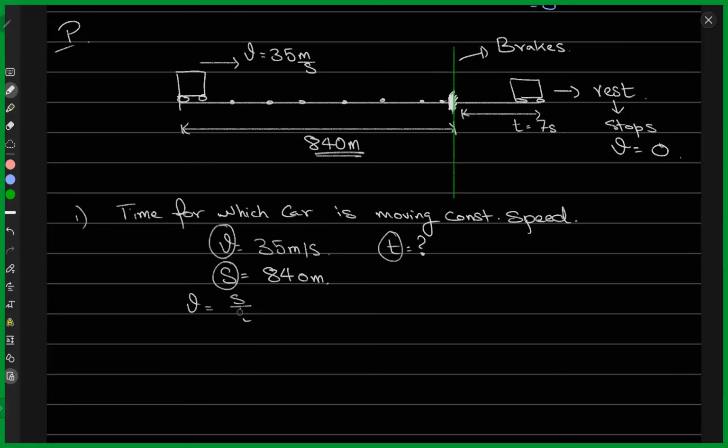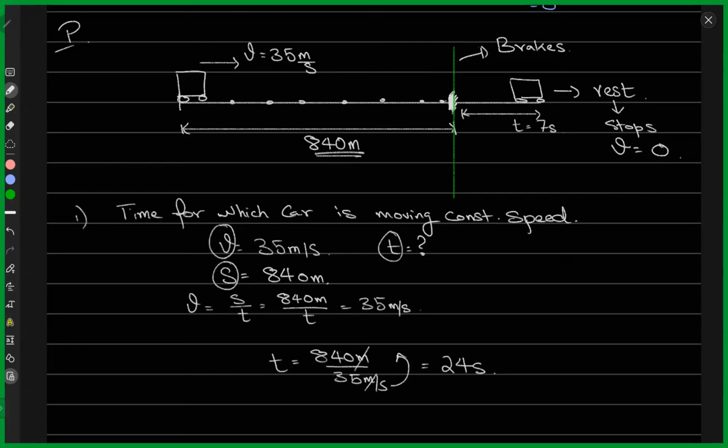We discussed this equation last time as well. So that's simply 840 meters divided by time, which is equal to velocity, that is 35 meters per second. Now let's solve this for t. We'll rearrange the equation: t will go there, 35 will come here, and it will be divided. So it will be 840 meters divided by 35 meters per second. Meters cancel out, seconds will come upstairs, and this will become 840 divided by 35. That's 24. Right, amazing, thank you.